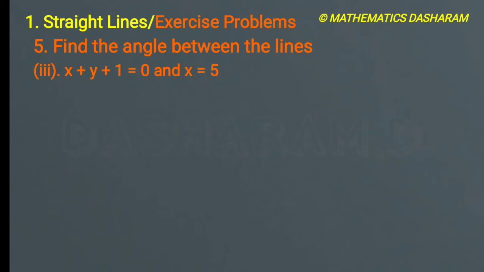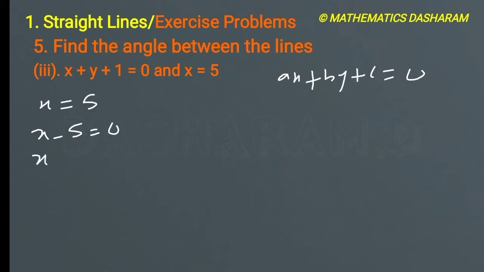Third question, x plus y plus 1 equals 0 and x equals 5. Generally the standard form of a line is ax plus by plus c equals 0, but the second equation is not in that form. So that is why here x minus 5 equals 0, x plus 0 into y minus 5 equals 0. Now it is exactly in the standard form of a line.